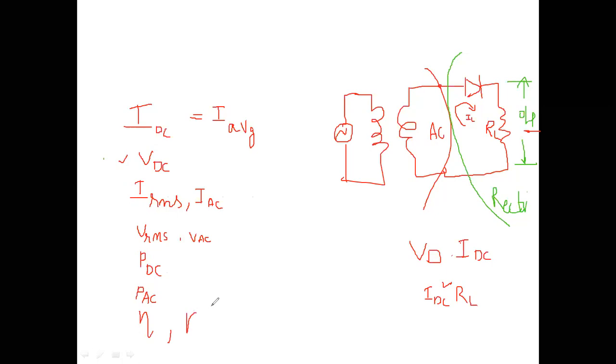Right? So now I'm finding IDC, VDC, IRMS, VRMS, power DC, power AC, efficiency of rectifier. And the most important concept, I can find ripple factor, gamma. What do you mean by ripple factor? It means how much percentage of AC component is present in output DC. I have told you that we can't make 100% DC at output. So there must be some AC component present in output DC.